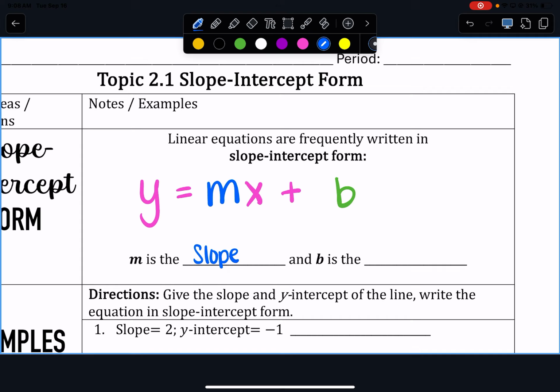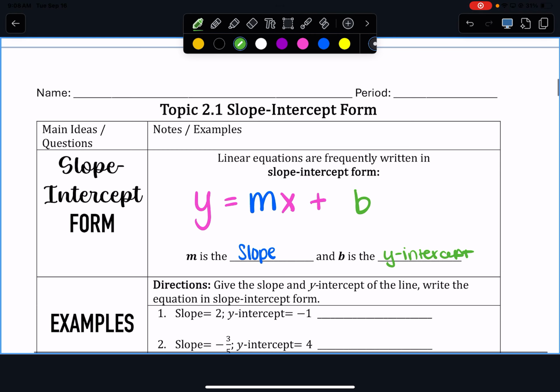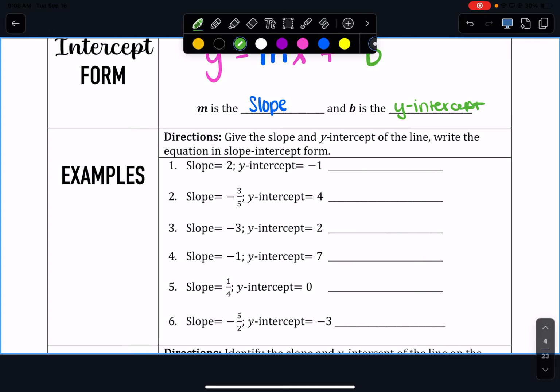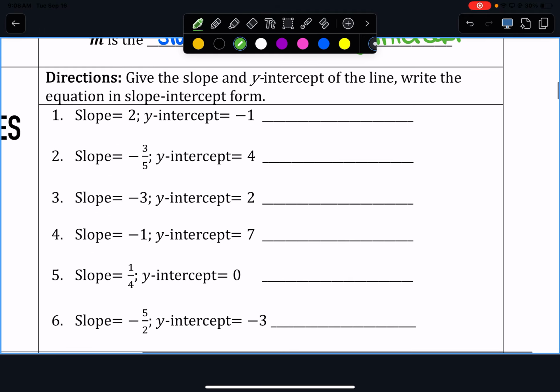And what is B? So we're going to actually write these equations in slope-intercept form, given the slope and the y-intercept. We're going to do a few of these together and a few of them on our own. But number 1, I'm going to do y equals what? Then plus -1, but that's the same as -1.